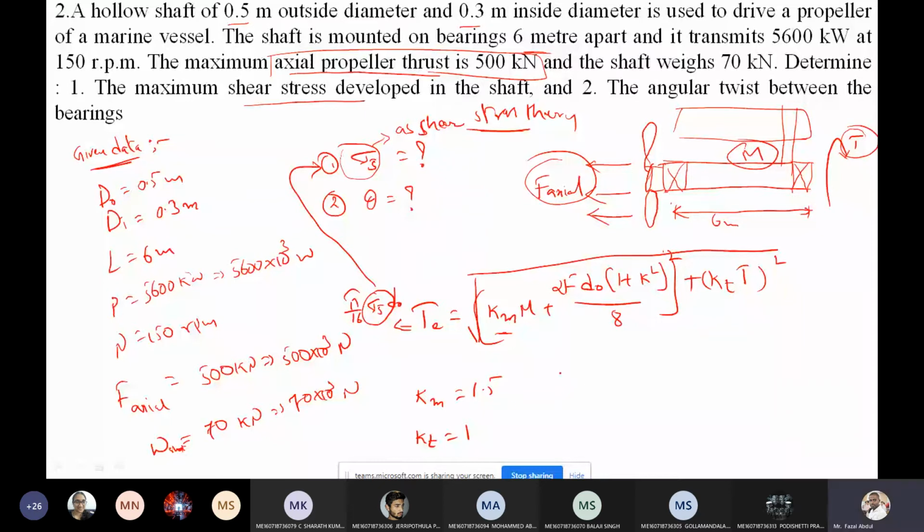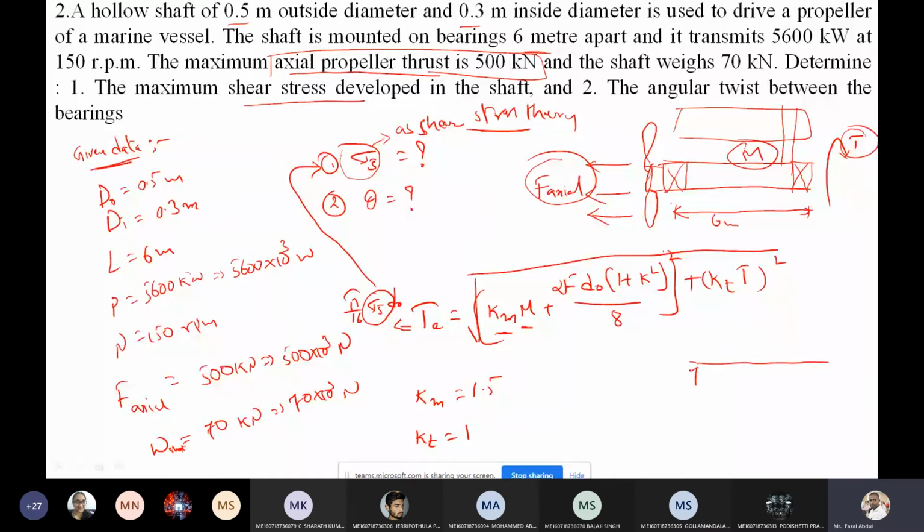Okay, now M value, how much? M value we need to calculate separately. What is the M value here? See, this is the case. Suppose this is the case of a simply supported beam. Simply supported beam here.